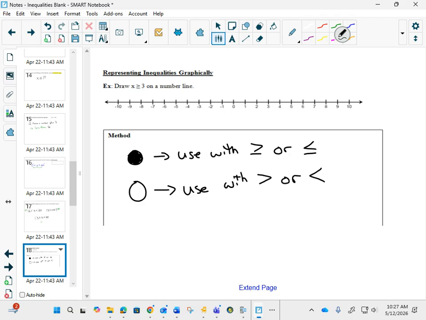So on a number line, and this question says, draw x greater than or equal to 3 on a number line. What we're going to do is we're going to go to 3 and draw a circle, because that's our starting point. Then you're going to ask yourself, is that 3 included or not? In this example, could it equal 3? Do you see the equal sign? And if it could equal 3, you take that circle and fill it in.